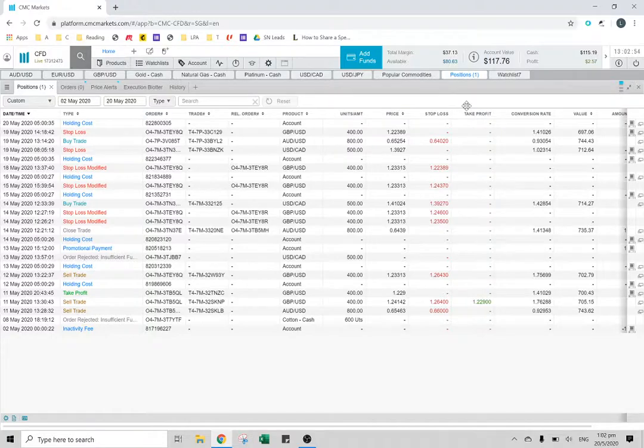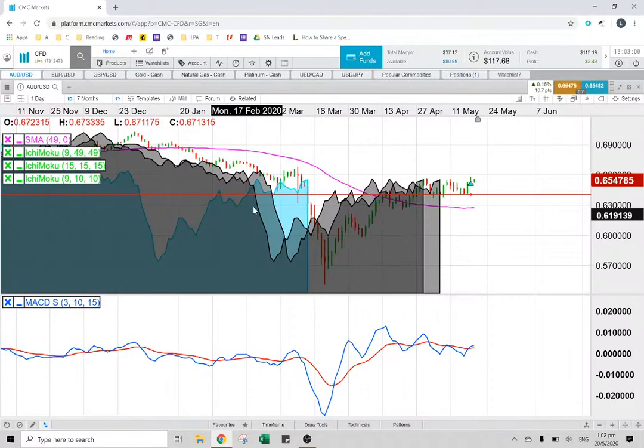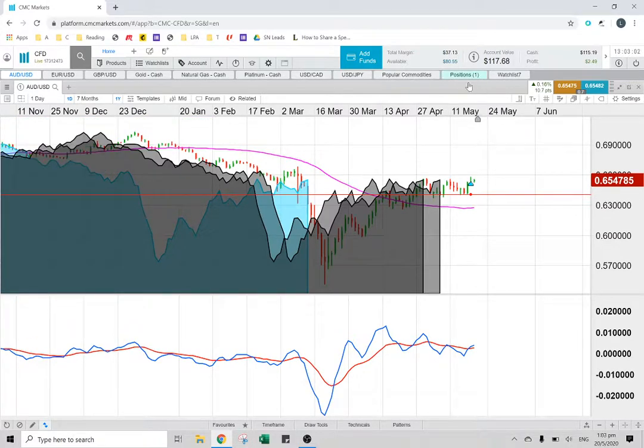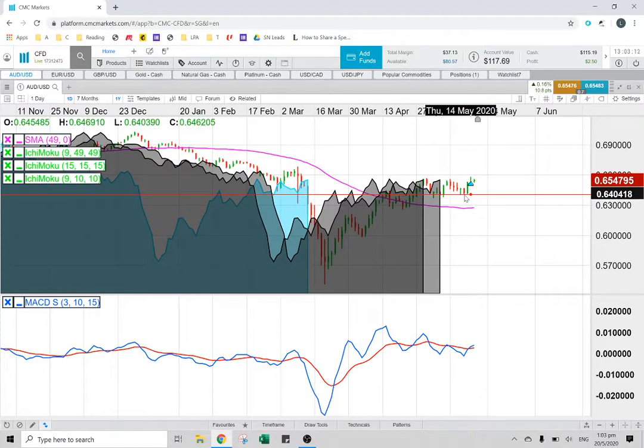In terms of the positions I have currently, there is the Aussie dollar. Just taking one last look, we have bought 800 units, and the stop loss is at 6402, which is right at the bottom. So currently making a little bit of profit, and we'll see how it plays out over the long term. Looking pretty good for now. Happy with the trade, and yeah, let's observe. And that's all for today.